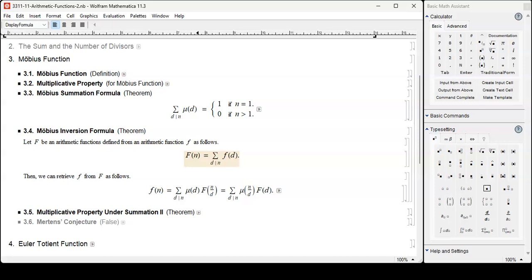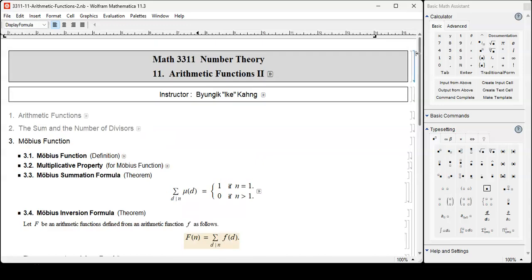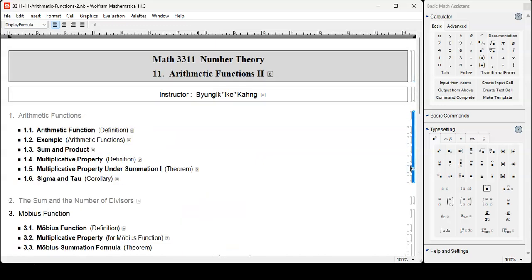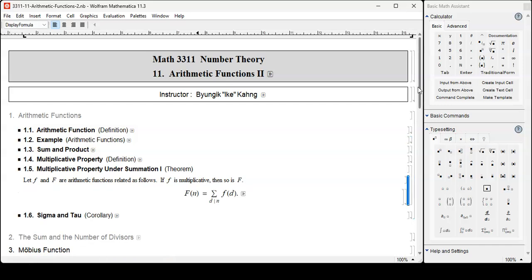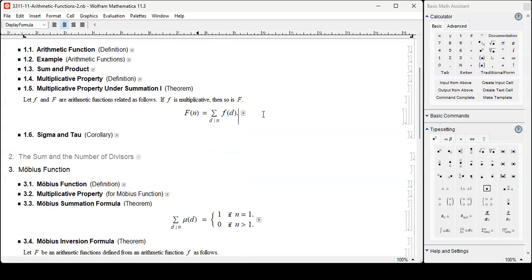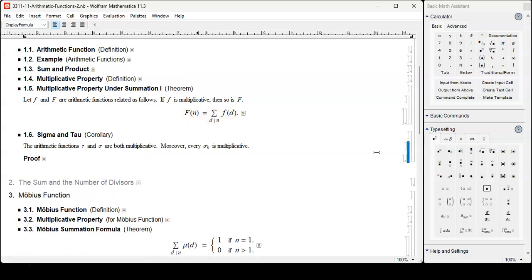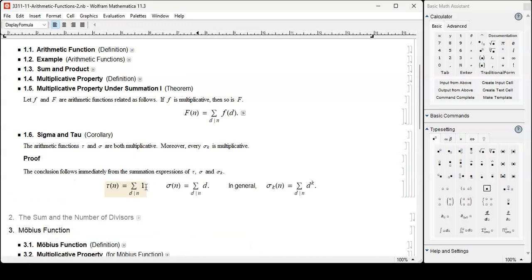Doesn't it ring a bell? Haven't you seen this before? You must have. You saw it in section 1 at least. Right here in theorem 1.5. The same relation, capital F is a summation of small f, and small f is multiplicative, then so is capital F. Remember that? And some of the corollaries. Tau is multiplicative, sigma is multiplicative, and also sigma k in general. Remember all those?